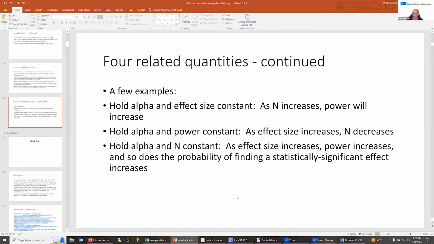I don't want to focus a whole bunch on statistical significance in this workshop, but it's a related concept, which is why it comes up. All right, very quickly, any questions before we move on to guidelines?